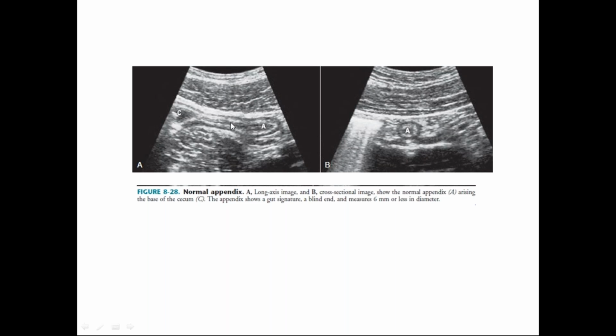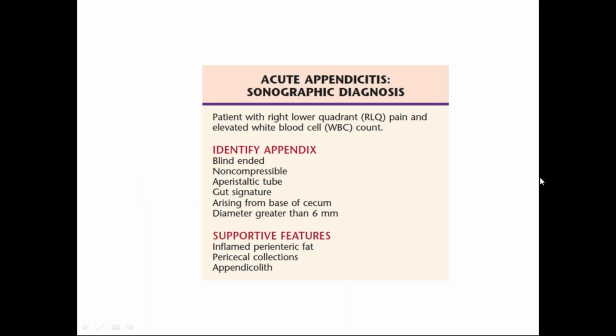Usually the appendix should not be more than 6 millimeters in diameter, and there should be no collections around it or any other inflammatory changes. So what changes do we see in ultrasound of an acute appendicitis? Usually, even while we are doing the ultrasound, we can elicit tenderness in the right lower quadrant, and in lab parameters we see elevated white blood cell counts.